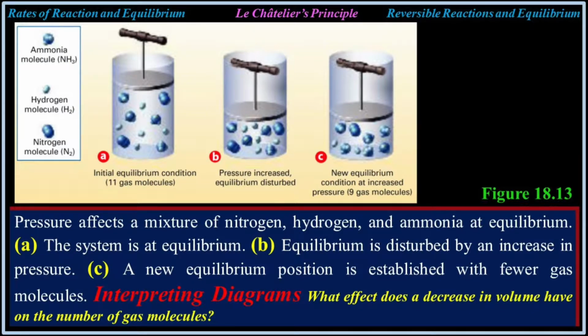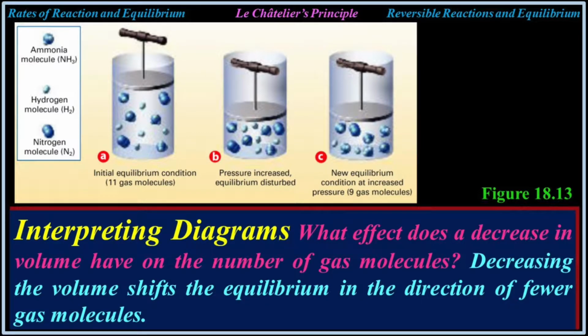Figure 18.13. Pressure affects a mixture of nitrogen, hydrogen, and ammonia at equilibrium. A. The system is at equilibrium. B. Equilibrium is disturbed by an increase in pressure. C. A new equilibrium position is established for fewer gas molecules. Interpreting diagrams. What effect does a decrease in volume have on the number of gas molecules? Decreasing the volume shifts the equilibrium in the direction of fewer gas molecules.